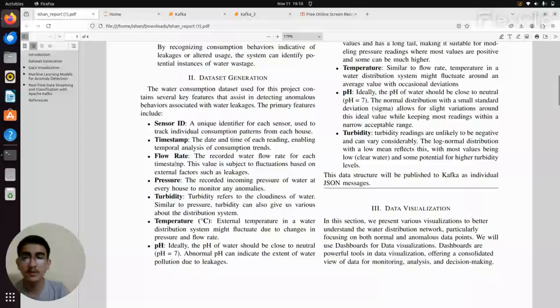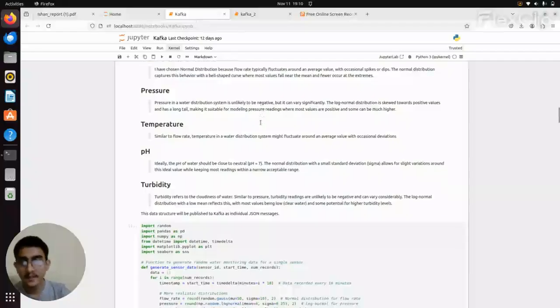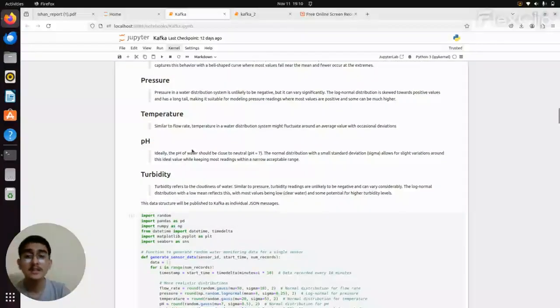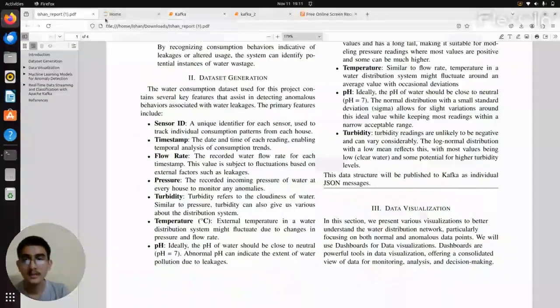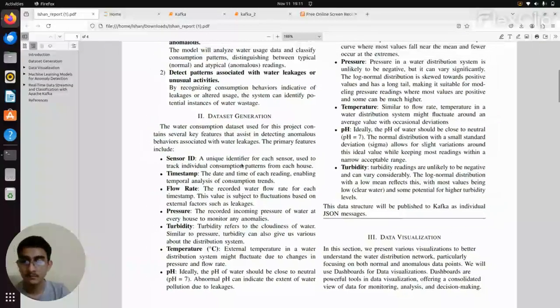Secondly, we use flow rate as a measure of the total amount of volume going through each house. Then we use pH and turbidity. These are also important because pH and turbidity can tell us about the cleanliness of the water. If there is some leakage at our location, the water can get impure. So these readings also help us to detect a water leakage or anomaly in the water distribution system. These are certain features of my data set.